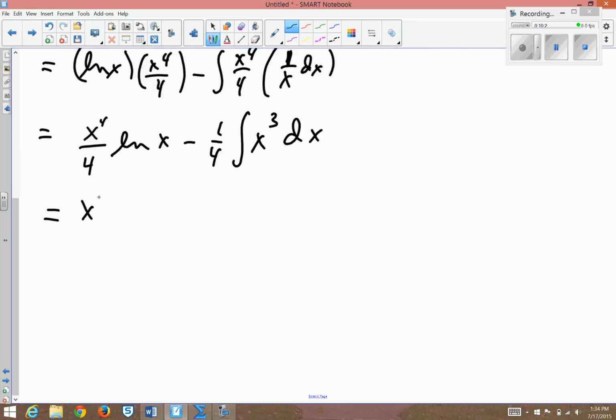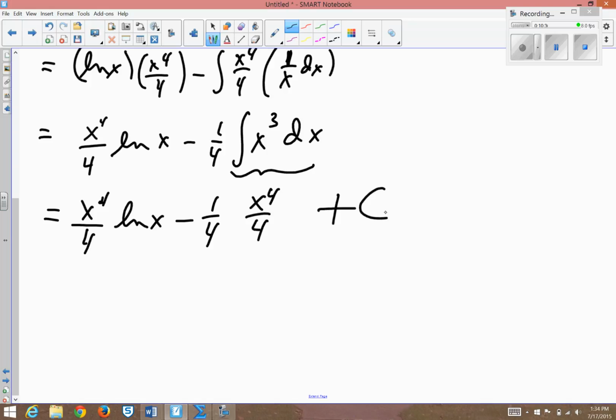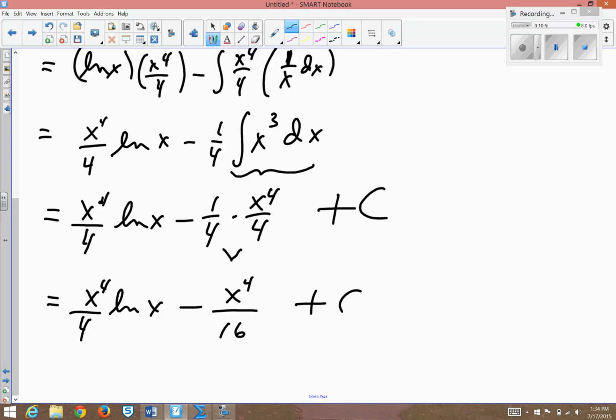So copying some more, x to the 4th over 4, natural log of x, minus 1/4. And here we have an easy integral. The integral of x to the 3rd dx is x to the 4th over 4. The final answer to exercise 10 is x to the 4th over 4 times the natural log of x minus x to the 4th over 16. That's what this times this equals, plus c.